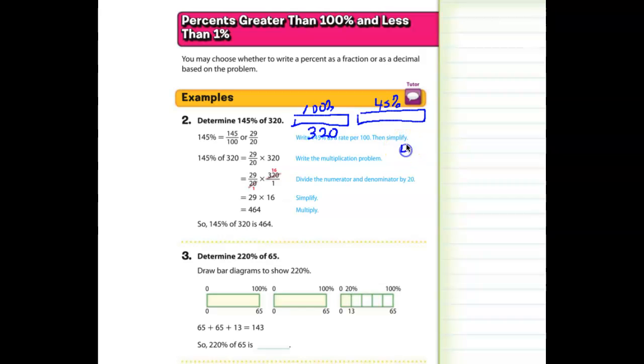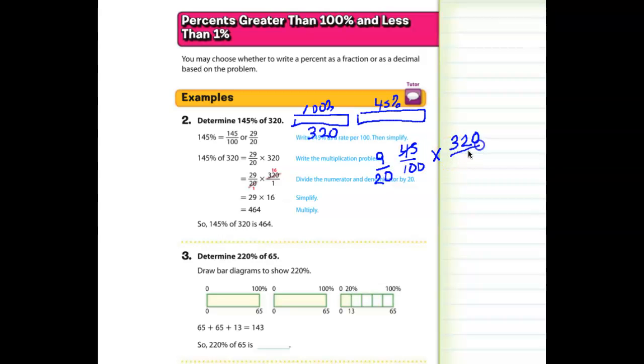So we say 45 over 100, and we're going to multiply that by 320. Okay. Let's simplify this. What can I divide the top number and the bottom number by? Well, this ends with 5 and this ends with 0. So what number can go into both? That's correct, 5. So this is going to be 9. And 100 divided by 5 is 20.